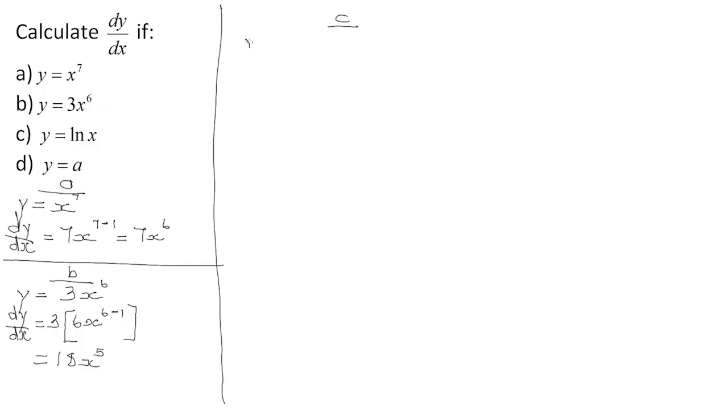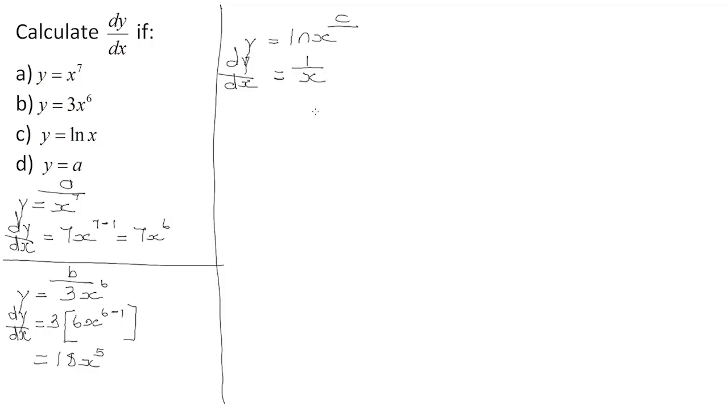C: y is equal to ln x. That is a logarithmic expression. If you look at your formula sheet, you will see that formula number 11 speaks about if y is equal to ln kx, then dy/dx is equal to k over kx. Now, if you're looking at this one, this is exactly the same as y is equal to ln 1x. So, k in this instance is then equal to 1. So, dy/dx will be equal to, based on the formula sheet, k, which is 1 over x.